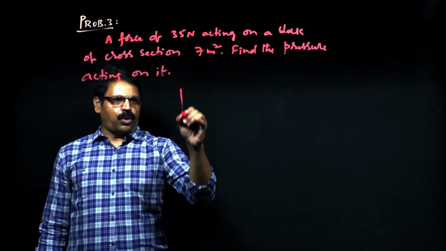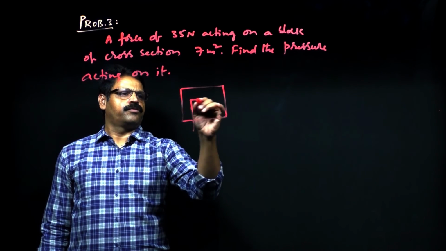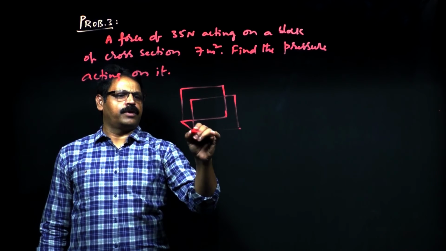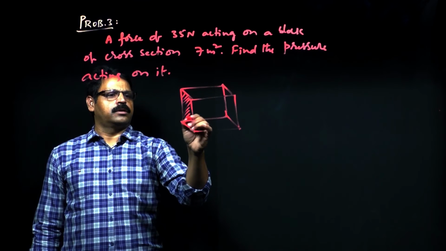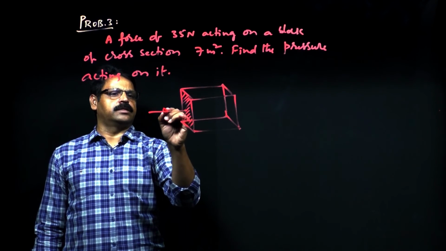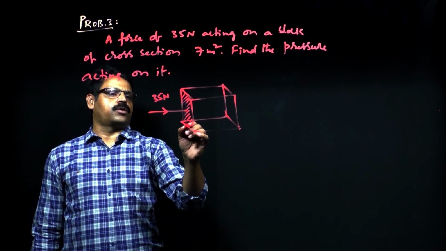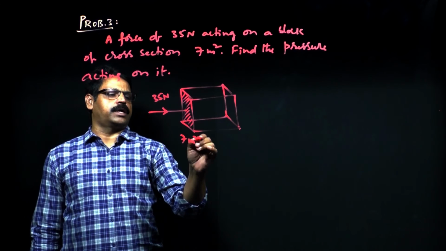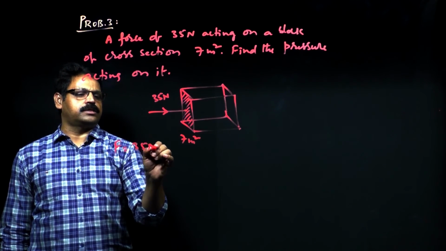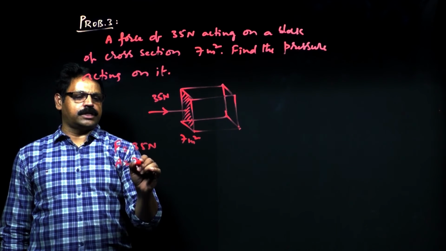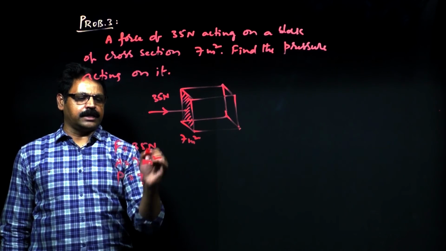See here, there is a block. Suppose this is the block I have. Here is the block, and this is the cross section, and a force is acting like this, and the force is given as 35 newtons, and its cross sectional area is given as 7 meter square. So the data we have is F is equal to 35 newtons and area of cross section is 7 meter square, and he is asking for the pressure.